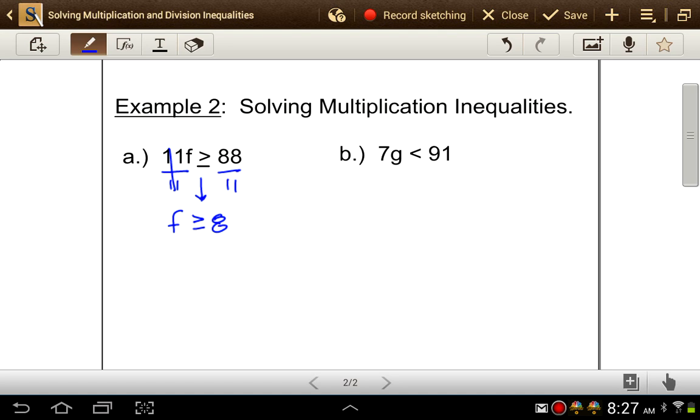Now when I graph this, I graph my solution for f. This is what I graph. Okay?